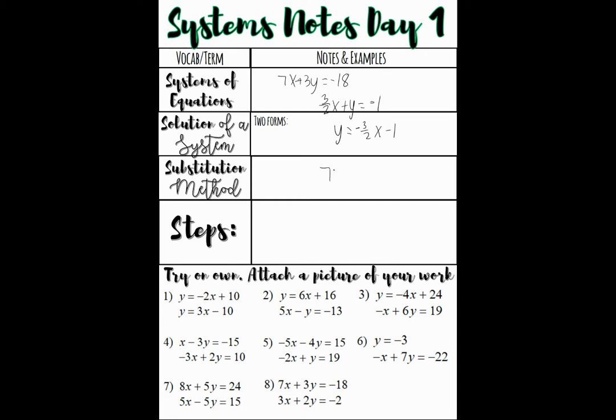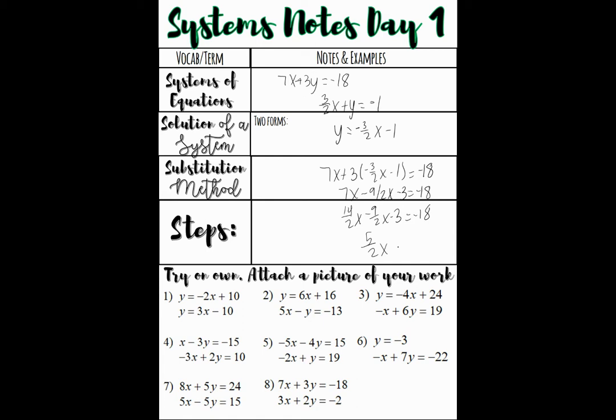Plug it in. 7x plus 3 times negative 3 halves x minus 1 equals negative 18. 7x minus 9 halves x minus 3 equals negative 18. So instead of 7, this could be 14 halves. So 14 minus 9 gives me 5. So 5 halves x. Add the 3 over.